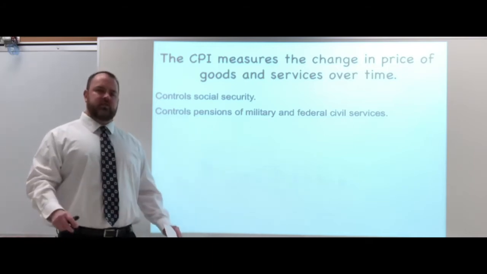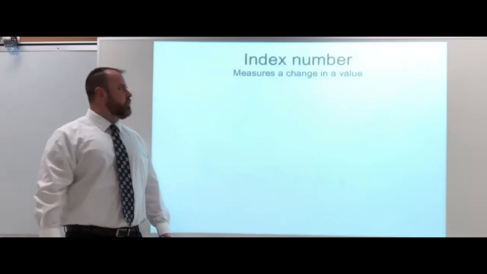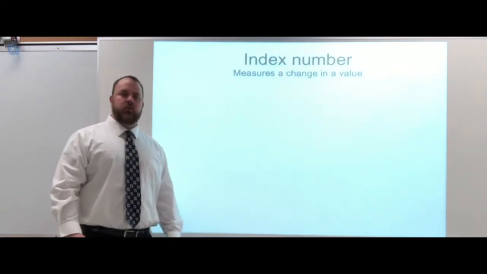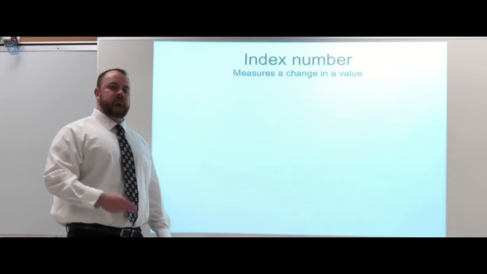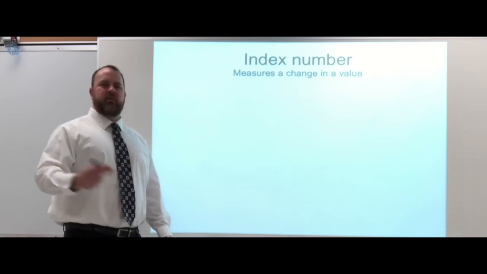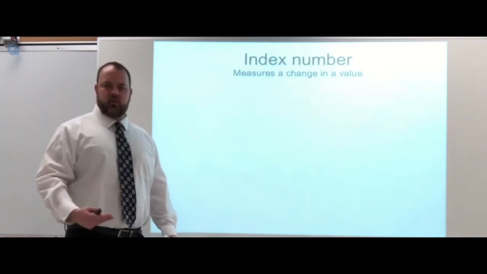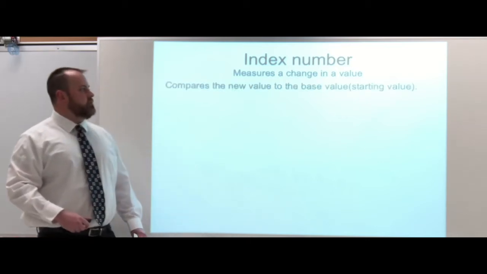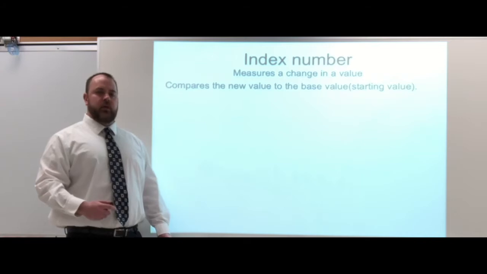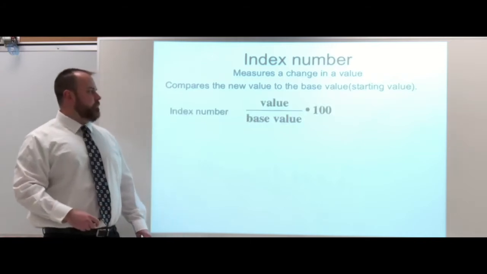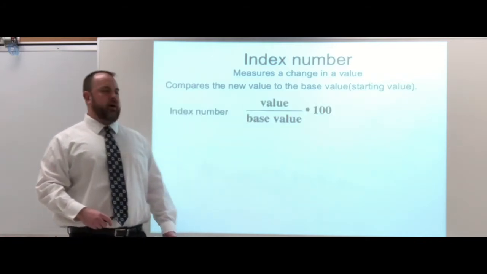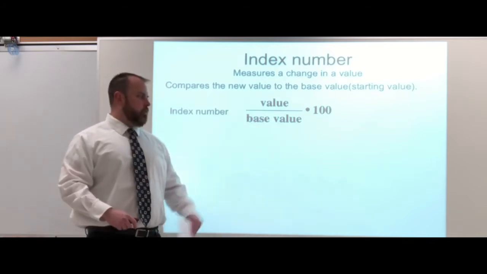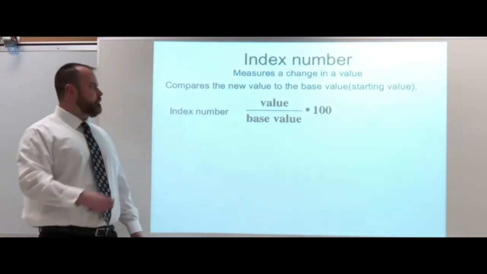Now, we're not going to go into too much detail. The one thing I do want to talk about is an index number. This measures a change in a value. The index number is going to give us a value of how much change this product costs now compared to before. So it compares the new value to the base value, which is our starting value. And the formula is the value divided by base value times 100. So there's the formula I need you to know for this information.